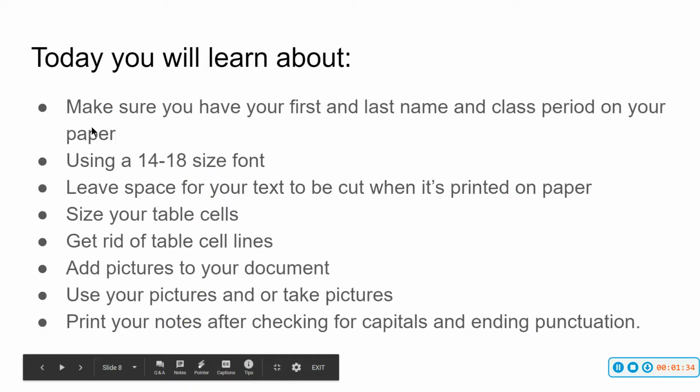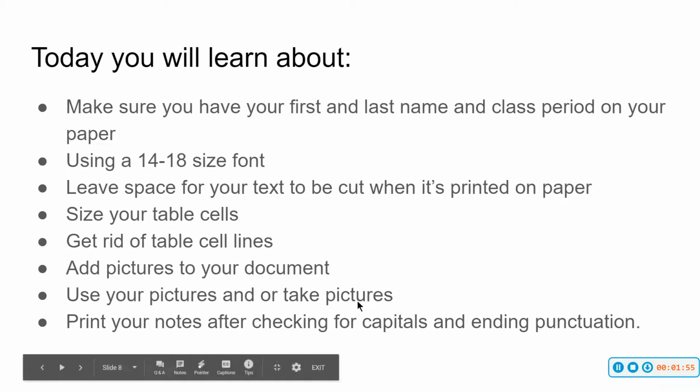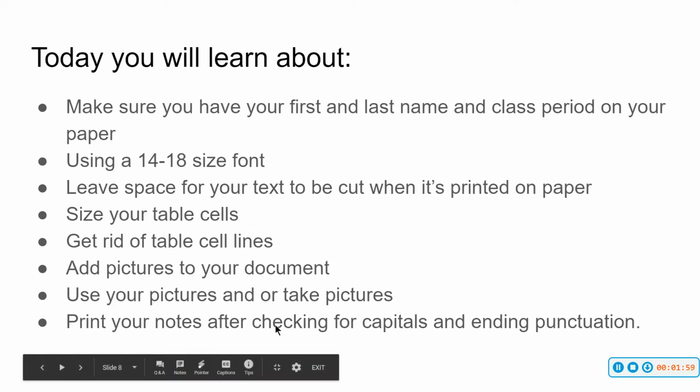To review, make sure that you have your first and last name and class period on your paper. Use a 14 to 18 size font. Leave space for your text to be cut when it's printed on paper. Size your table cells. Get rid of table cell lines. Add pictures to your document. Use your pictures or take pictures. You can bring pictures from home if you choose. And finally, print your notes after checking for capitals and ending punctuation.